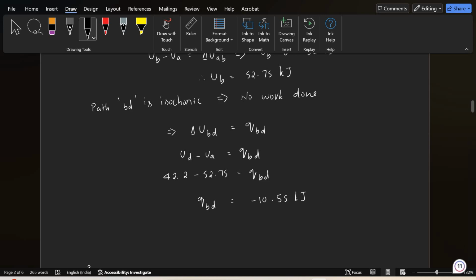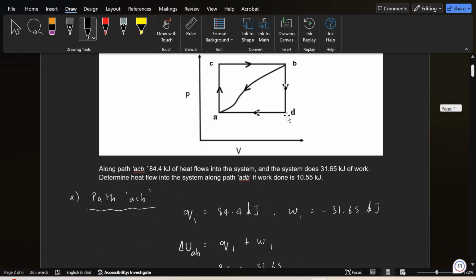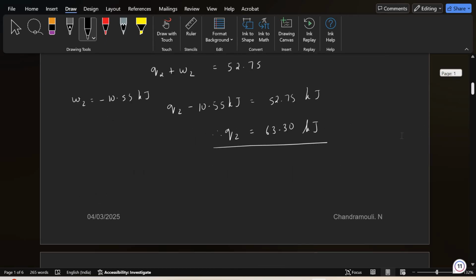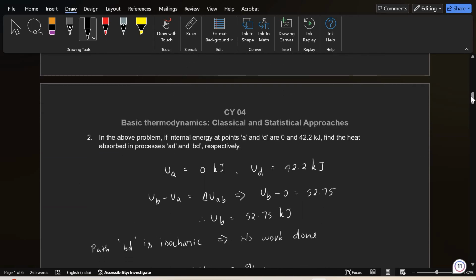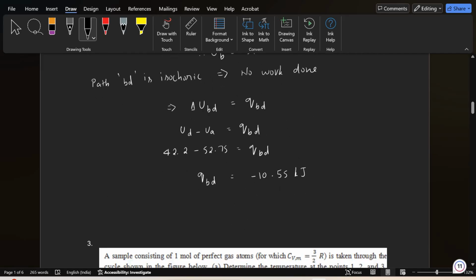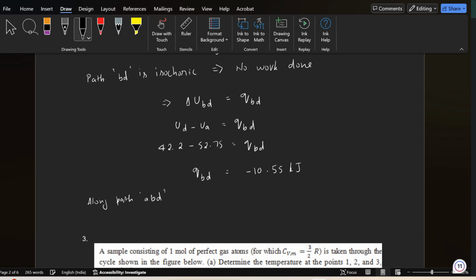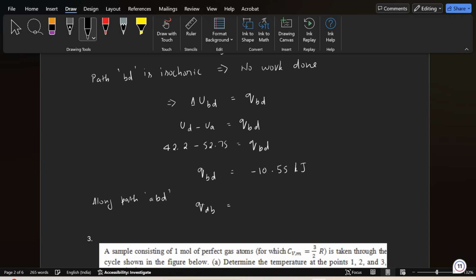But what we see from the graph is that the path is like this, okay? This is the reverse. So when you're going like this, heat is going to be absorbed, but when you're coming back, heat is going to be released. So now we need to get the Q DB. That is the absorbed part along path ADB. Q DB is what we want, in kilojoules. So this is one heat absorbed that we got. Now we need the next part.